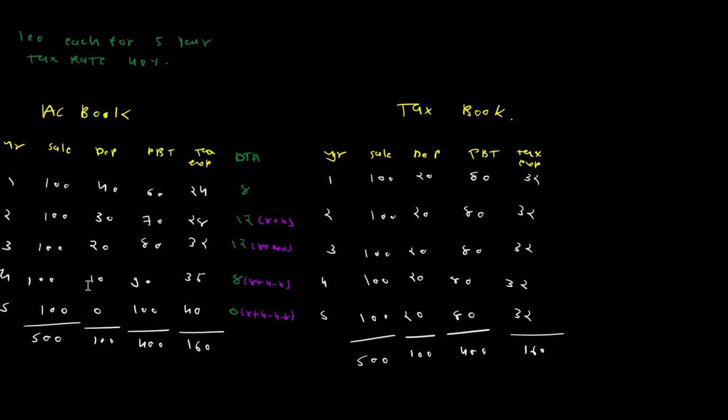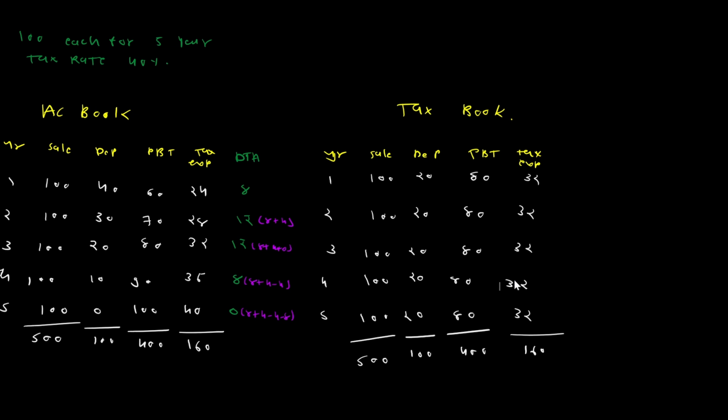In the next year, 10 is my depreciation, 90 is PBT, and 36 is my tax expense as per the accounts book. And in the tax book, 20 is depreciation and 32 is my tax expense. So in this example, I have shown a tax expense of 36, but I have only paid 32 rupees. So I paid less, but I showed extra. So that will be my deferred tax liability.